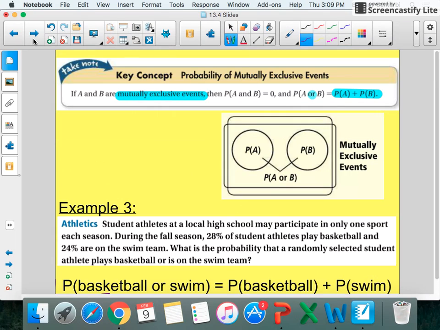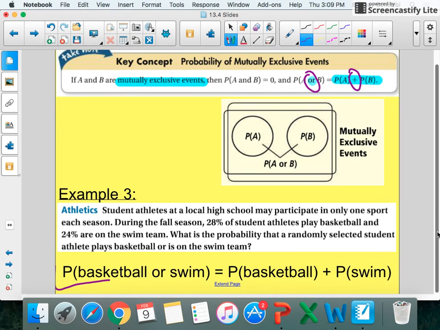Our next example is mutually exclusive events. So remember, mutually exclusive events are events that cannot occur at the same time. So in our formula, you're going to have an "or" here in the middle instead of an "and," and you're going to have a plus sign instead of a multiplication sign.